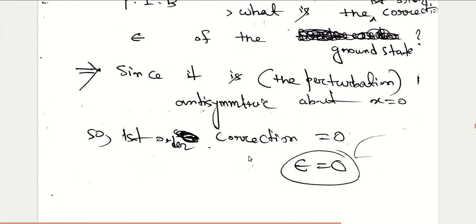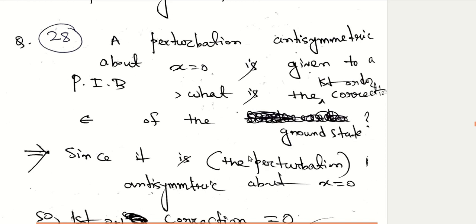Next question was a straightforward one. When an anti-symmetric perturbation about x equal to 0 is given to a particle in a box, what is the first order correction? As it is antisymmetric, you need to perform the integral in the full range. For an antisymmetric function, it will give you 0, so the correction will be equal to 0.